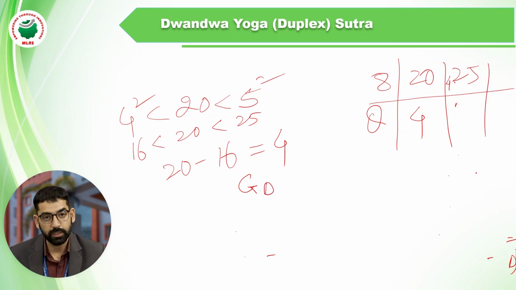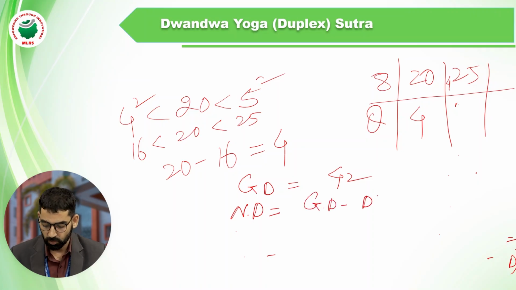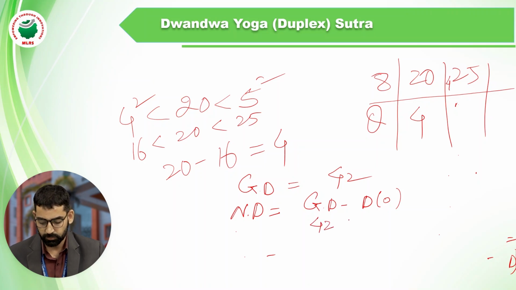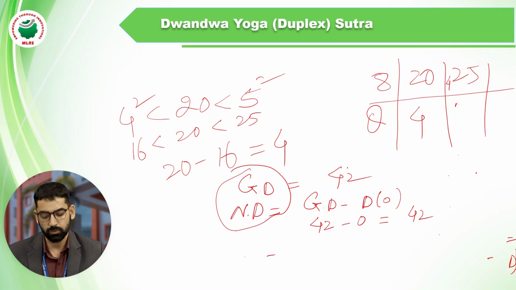After we get the value of the gross dividend, we have to calculate the net dividend. So gross dividend here is 42. Net dividend here can be taken as gross dividend minus duplex of the given number. But if you see here in this compartment, you can't see any number, so you can take 0. So duplex of 0 is 0. Gross dividend is 42 minus 0 equals 42. So in the first case, gross dividend and net dividend are equal and the value is 42. So this is net dividend.